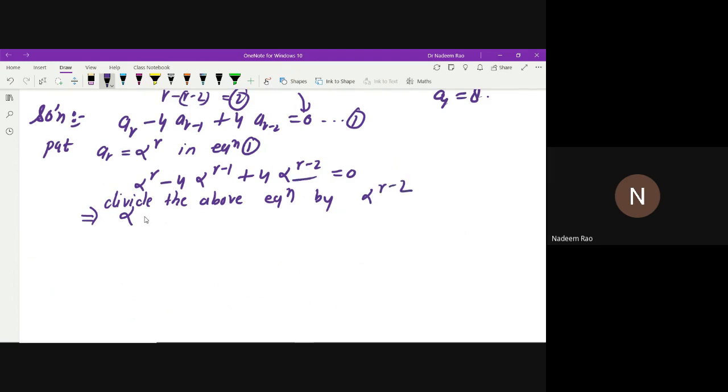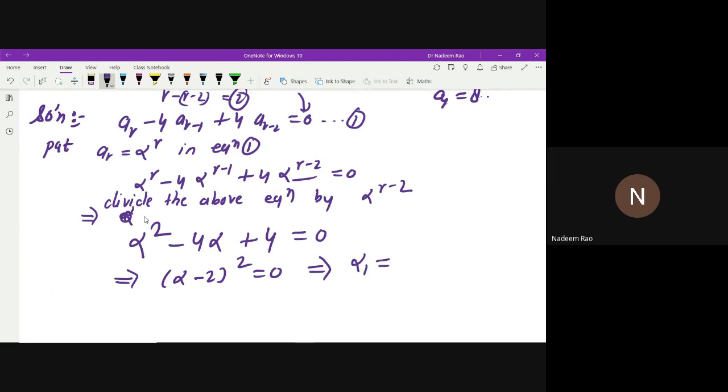Okay, alpha to the power r minus 2 से डिवाइड कर दो इसे, तो हमें मिलेगा अल्फा स्क्वायर माइनस 4 अल्फा प्लस 4 equals to 0. So it is alpha minus 2 का whole square. It means that here we have two solutions, that is alpha 1 is 2 and alpha 2 is also 2. So these two are the repeated roots. क्या है आपके पास, repeated roots है.